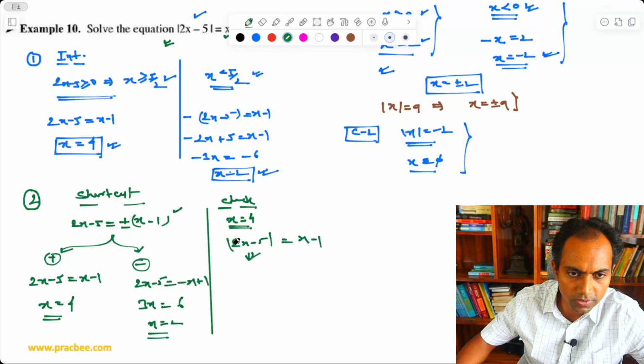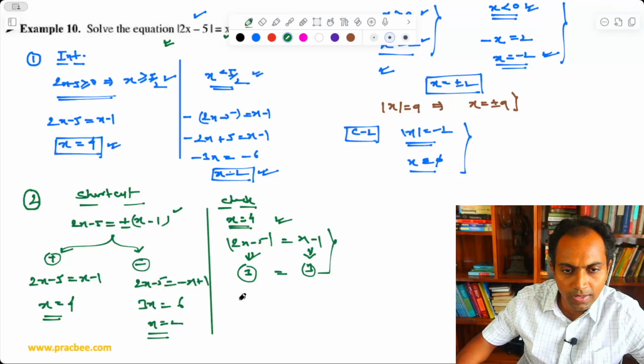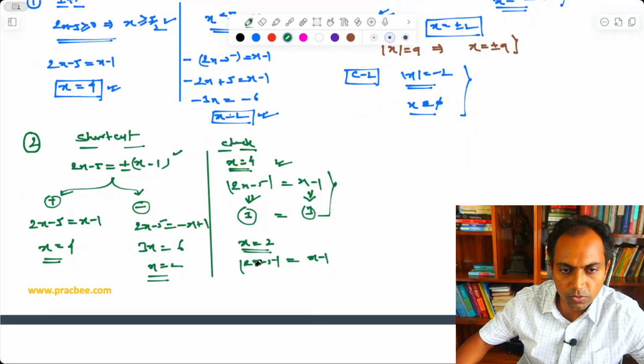If I put 4 here, it is becoming 8 minus 5, that is 3. And if I put 4 here, it again comes out to be 3. These are equal. So this is fine, you can accept this value. Similarly, I am going to do it for 2 as well. I am going to put it on the left hand side, |2x minus 5| is equal to x minus 1, and see what values I am getting. If I put 2, this becomes 4 minus 5, then mod becomes 1. And here if I put 2, again I get 1. So you can see that again you are getting it equal, so this is also an acceptable value. So we have got two answers for this question, 2 and 4.